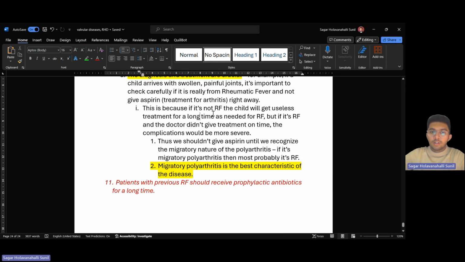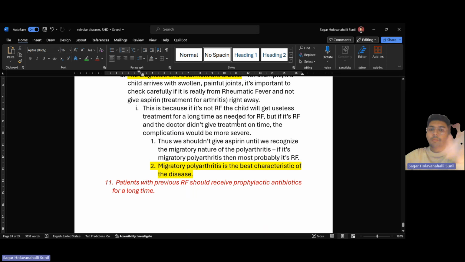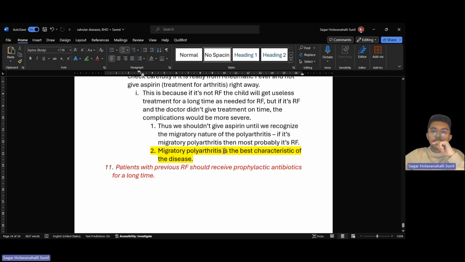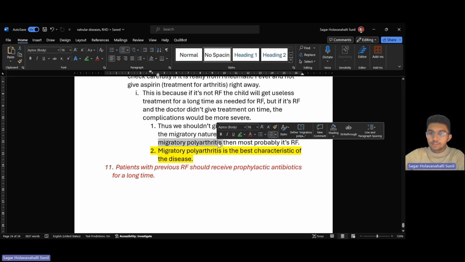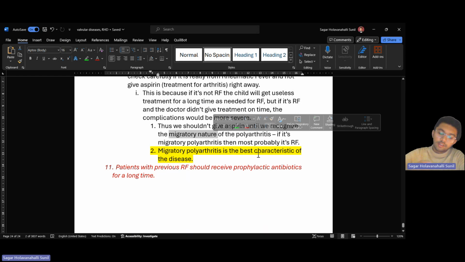If it is RF, this happens. If it is not RF, and you just give treatment for rheumatic fever, then you'll be giving useless treatment. Another thing: you could have migratory polyarthritis, which is the main manifestation of the J part of Jones. So you shouldn't give aspirin until you recognize the migratory nature, and then you recognize for sure it's rheumatic fever.